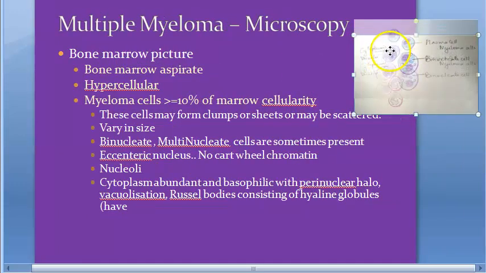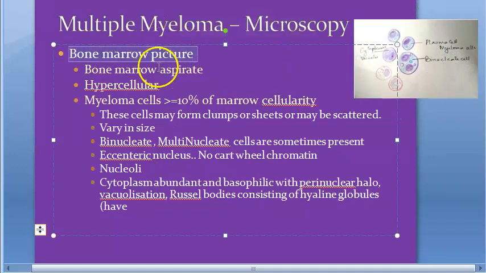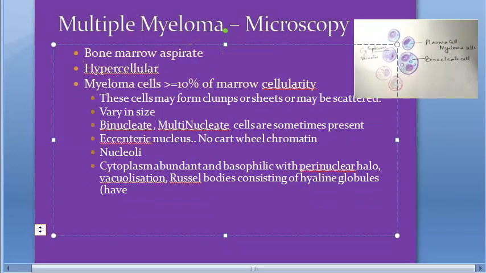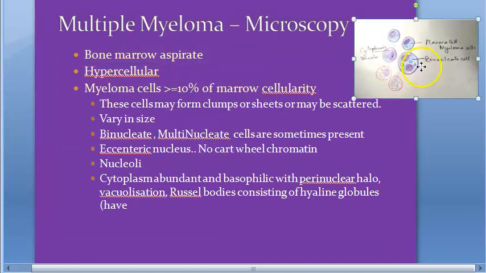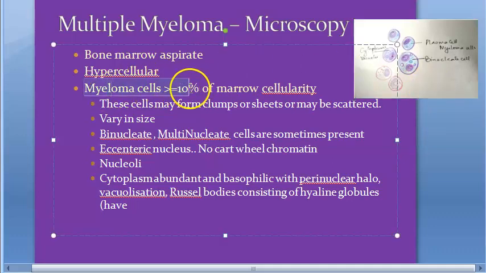Now try to understand what is being said here. In the bone marrow picture, how do you get a bone marrow picture? You take a bone marrow aspirate. How do you take bone marrow aspirate? You know how to take bone marrow aspirate, guys? I think usually they take from pelvis, etc. So the pelvic bone, the hip bone, right? They will try to take the bone marrow. And usually when you examine it, it will be hypercellular. Obviously, it's a cancer, right? Lot of cells will be there. Hypercellular it will be. Myeloma cells will be greater than 10% of the marrow cellularity.